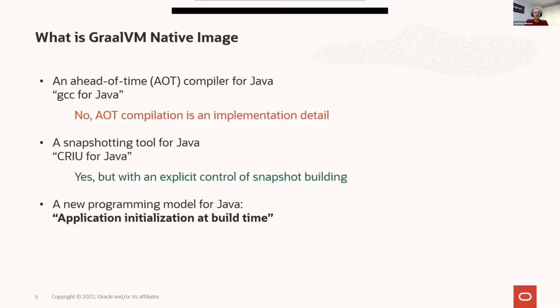So what GraalVM native image really is, is a new programming model for Java. And I like to call it application initialization at build time, because that really makes it clear. You have two very separate phases, build time and runtime of your application. And at build time, you do far more than you were actually used to from other languages, from other ways to execute Java code.